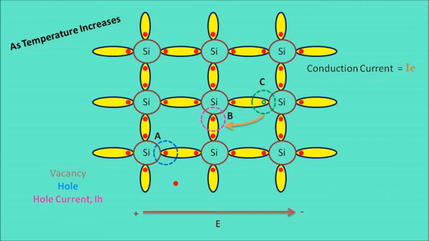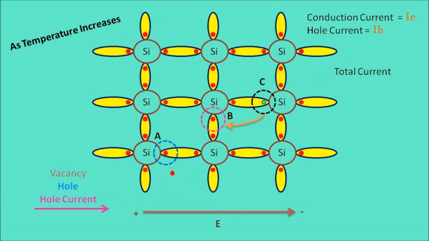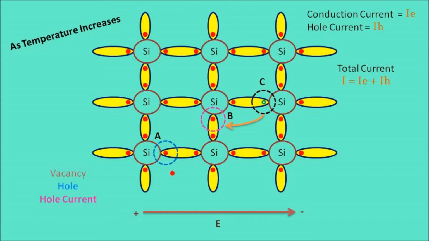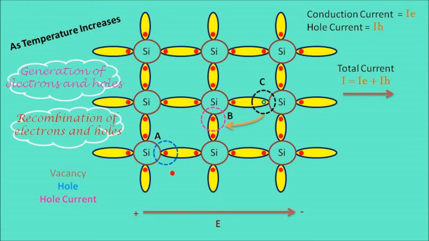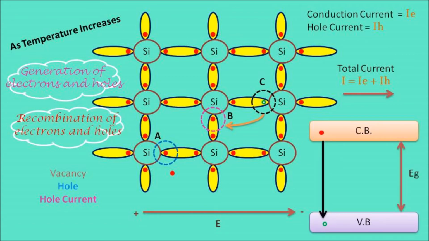Now consider the action of an external electric field. The free electrons move towards the positive potential and the holes towards the negative potential. Thus the total current is the sum of conduction current IE and the hole current IH in the direction of the external electric field. This was how the generation of conduction electrons and holes occurs. Consequently, recombination of conduction electrons and holes may also take place when the electron in the conduction band falls into a hole in the valence band.